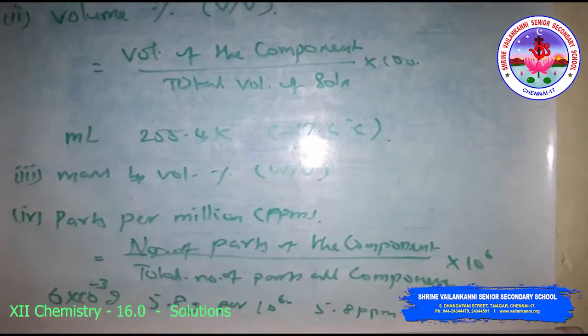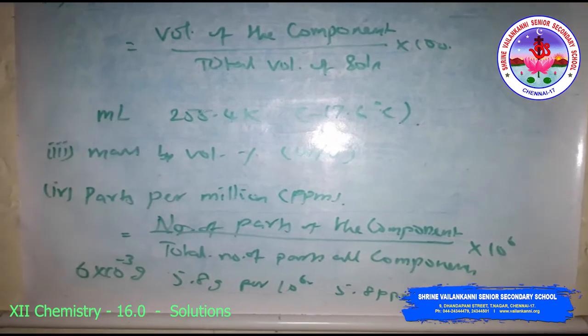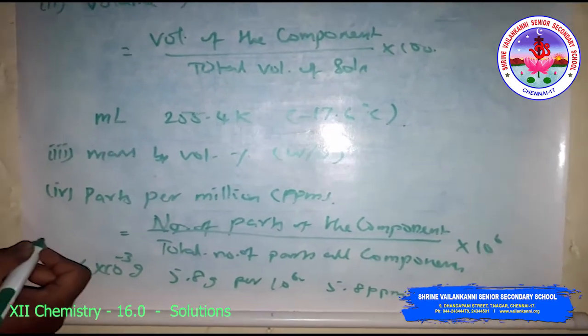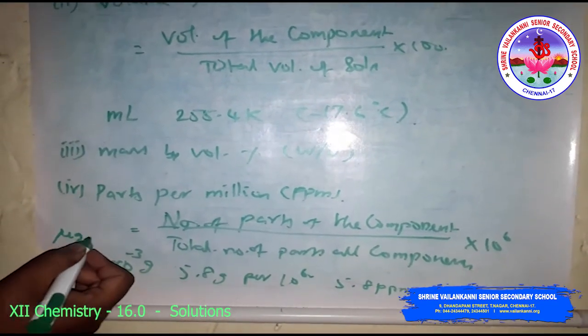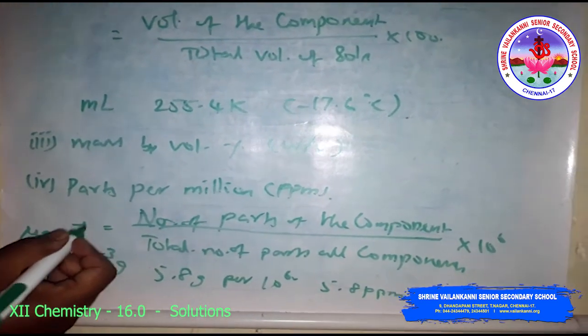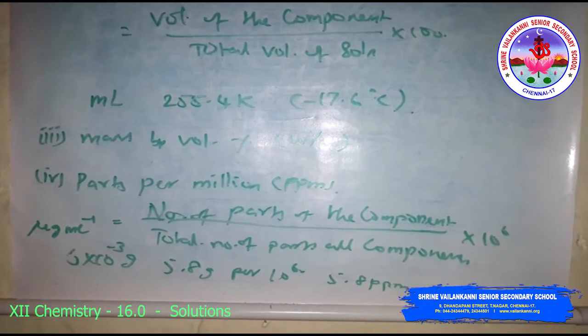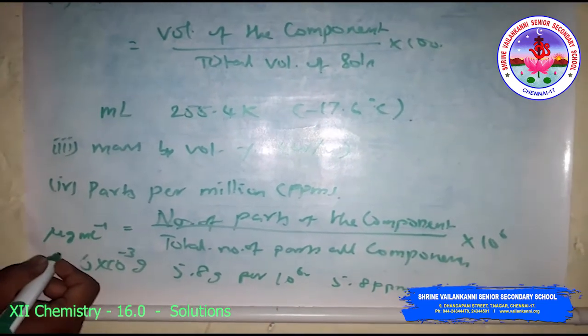So there is 5.8 ppm of oxygen in seawater. The concentration of pollutants in water or atmosphere is often expressed in terms of the mu g. This is the unit, or you can write ppm.